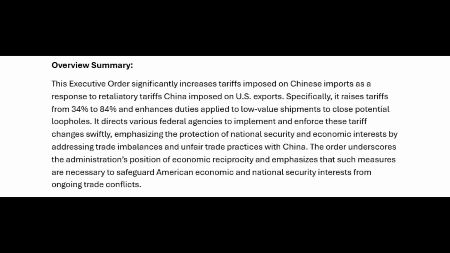The order underscores the administration's position of economic reciprocity and emphasizes that such measures are necessary to safeguard American economic and national security interests from ongoing trade conflicts.